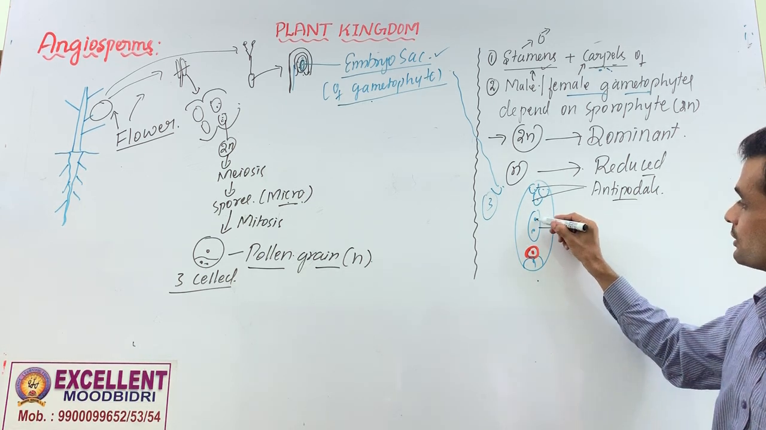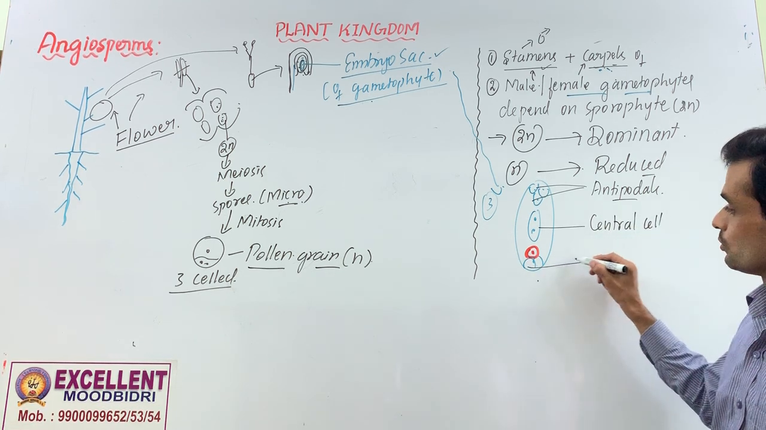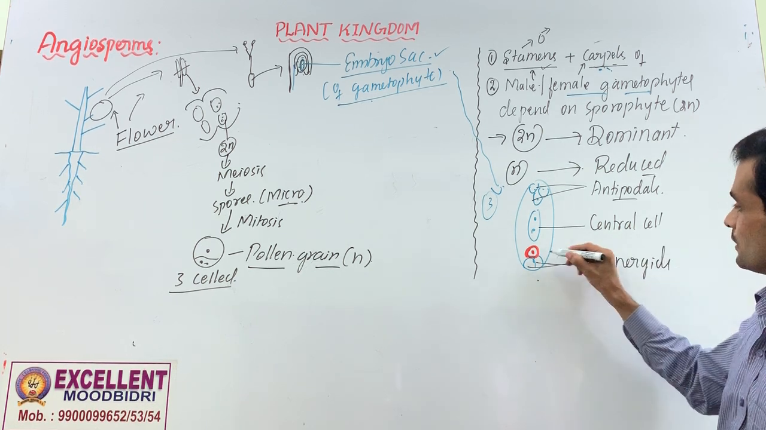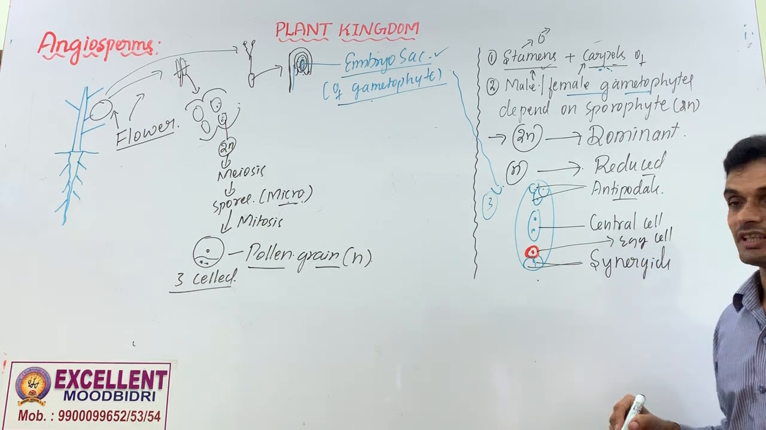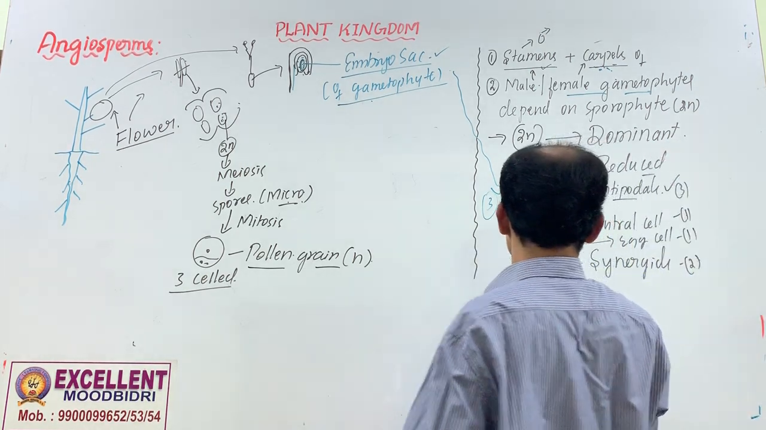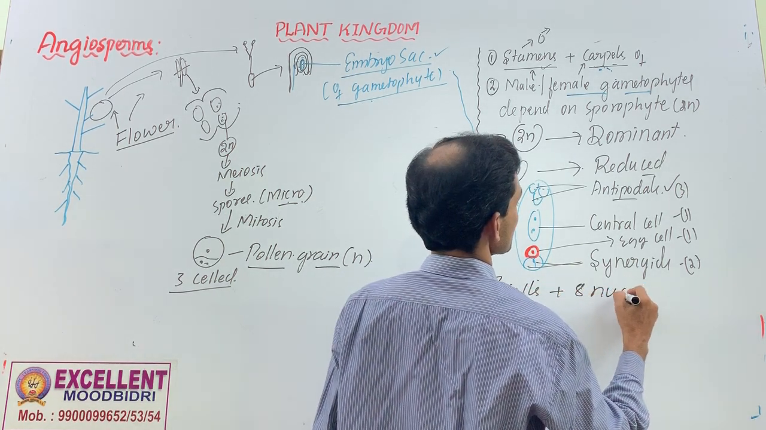This is the central cell with 2 polar nuclei. These 2 are called synergids. And this is the egg cell. Count number of cells. 3, 1, 1, 2. How much? 3, 4, 3, 7. 7 cells, but 8 haploid nuclei.